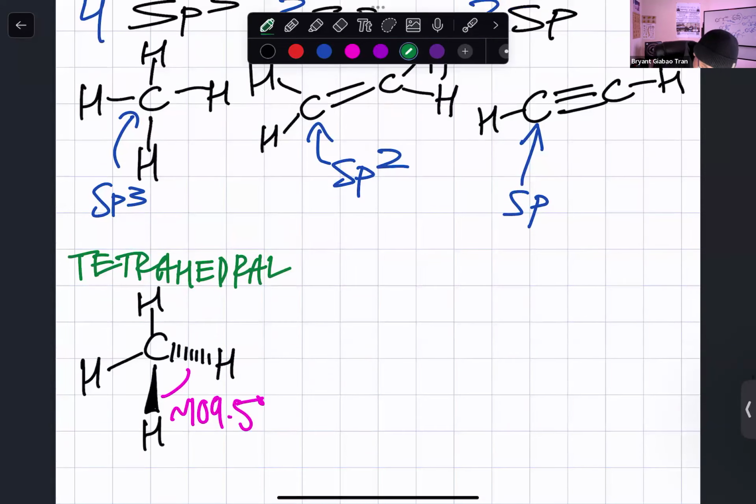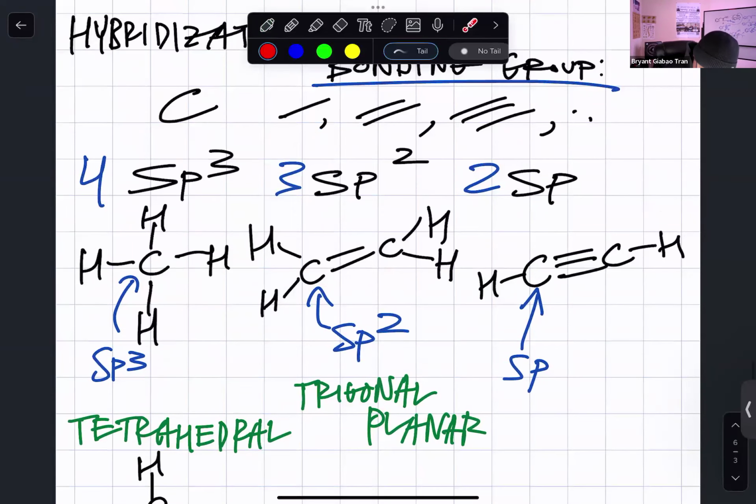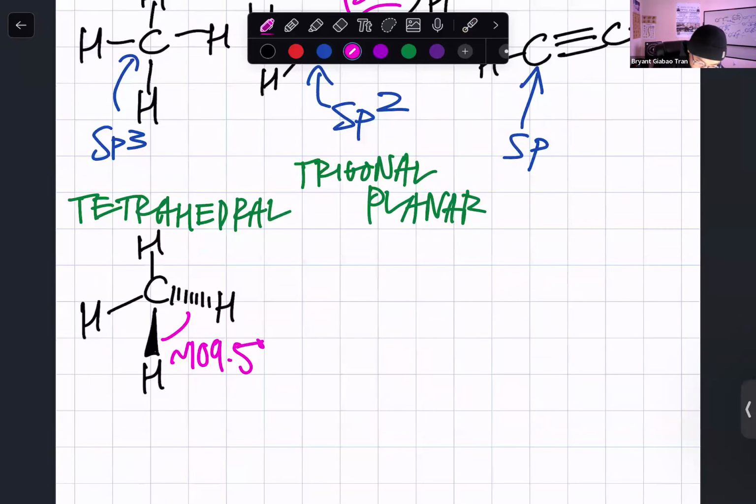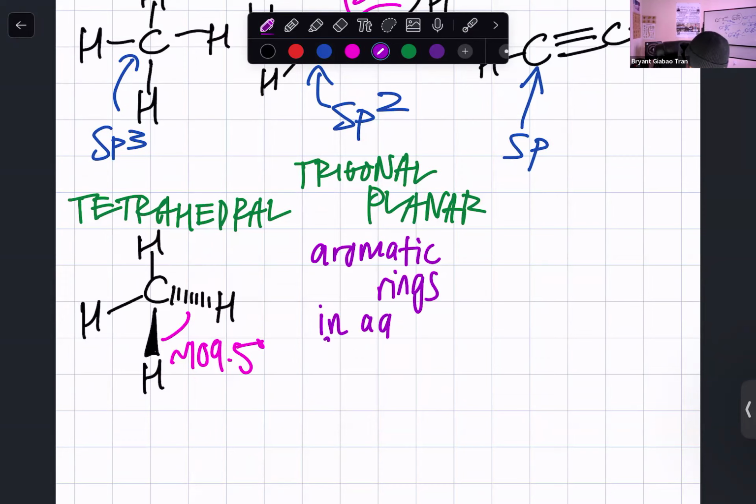If a carbon is sp2 hybridized, it's going to be trigonal planar, right? So it's going to be in plane with the whiteboard or the iPad, right? And the bond angle between them is going to be 120 degrees, right? And it's going to be flat and planar. So some examples of this are going to be aromatic rings in amino acids such as tryptophan, phenylalanine, and tyrosine, right?